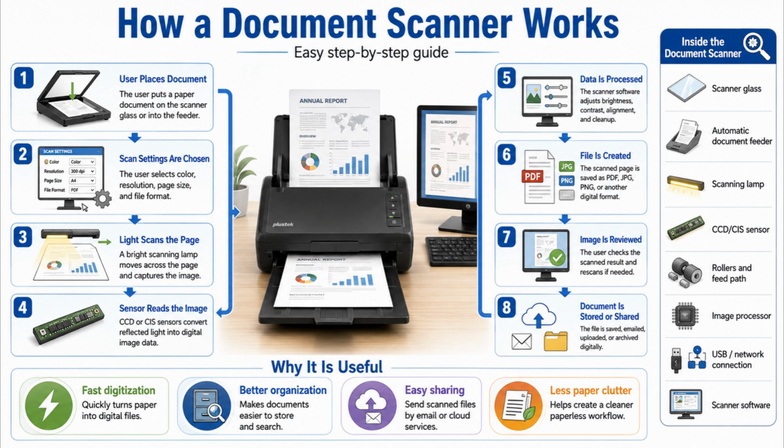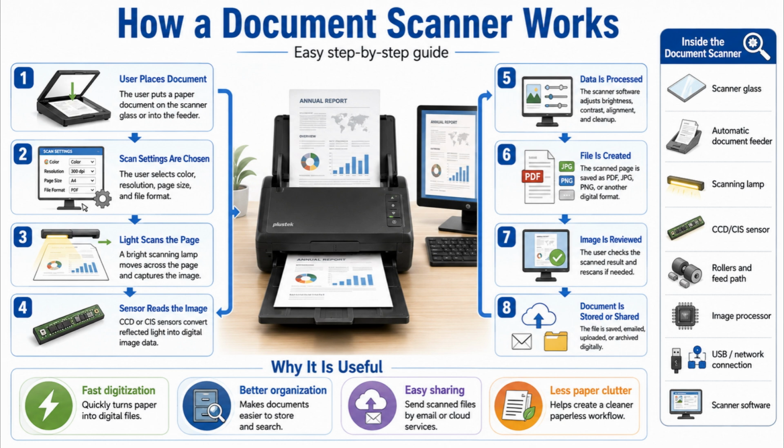In this video we will discuss how a document scanner works in an easy step-by-step way. A document scanner is a device that converts paper documents into digital files. It helps people and businesses save records electronically, organize paperwork more easily, and share documents quickly. In simple words, it takes information from paper and turns it into a digital image or file that can be stored on a computer or sent online.